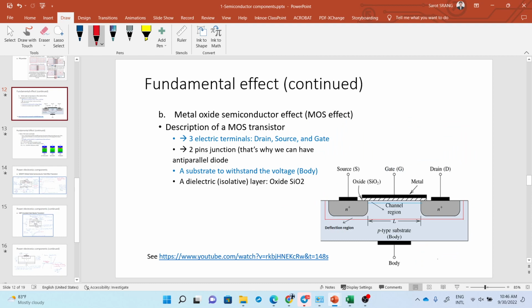And then the next one, we call it metal oxide semiconductor effect. So metal oxide semiconductor is MOS. This one actually, the silicon oxide here is used as an insulator between the gate and the junction of P and N. This one is a transistor. To be precise, it's MOSFET.